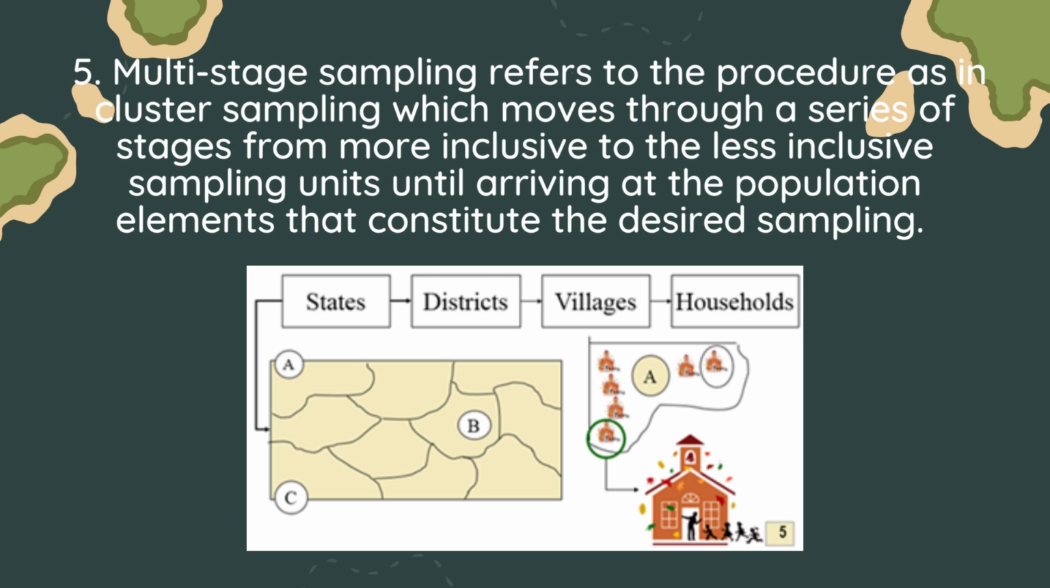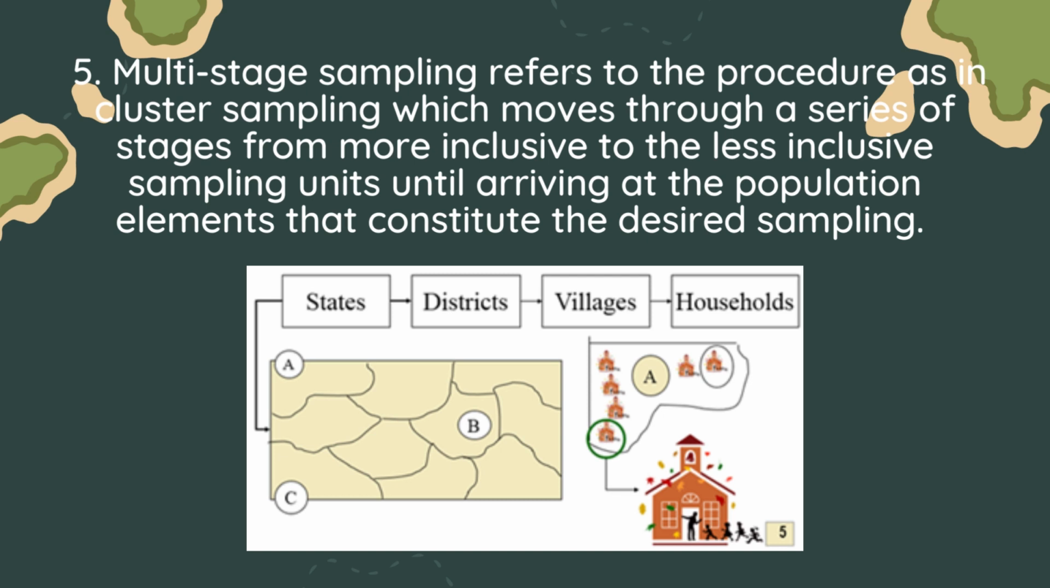Now, what about the last one, the multi-stage sampling? It refers to the procedure as in cluster sampling, which moves through a series of stages from more inclusive to the less inclusive sampling units until arriving at the population elements that constitute the desired sampling. Okay, ganito naman ginagawa natin for the multi-stage sampling. So as you can see here, class, pinili niya muna yung state, tapos out of that state, yung district niya, out of that district, yung village, out of that village, yung household na mismo.